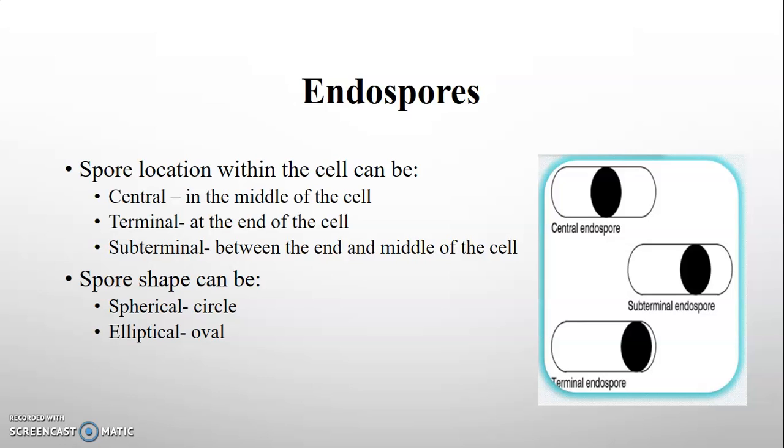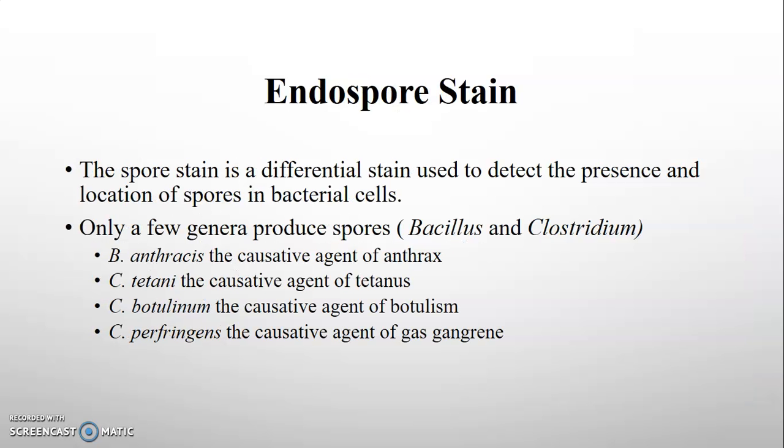We can also look at the actual shape of the endospore. Over here, we're looking at more elliptical endospores. These are all more oval in shape. But there are spherical endospores that are just perfect little circles as well. So with the endospore stain, like I said, it is a differential stain. It's done to look at vegetative cells, which are the active cells, and then the endospores, which are the dormant phase where the DNA is being protected.